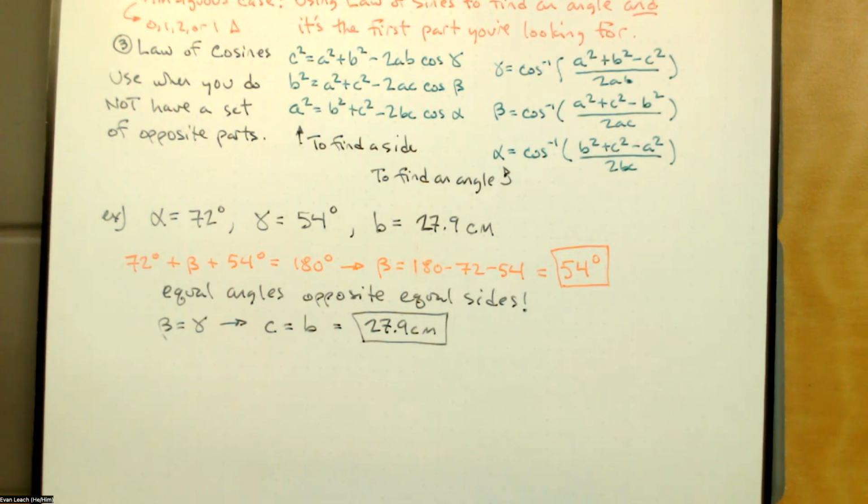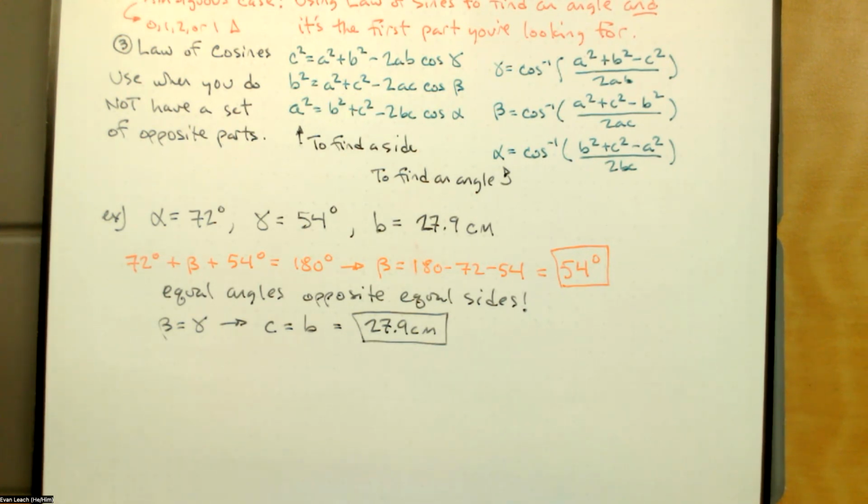So that was convenient. Sometimes we're solving triangles and we get lucky, and we want to make sure that we identify when we get lucky. Now we're two thirds of the way done. Once we found angle beta, we have a set of opposite parts with B and beta. We got this second side for free. We need to find side A.